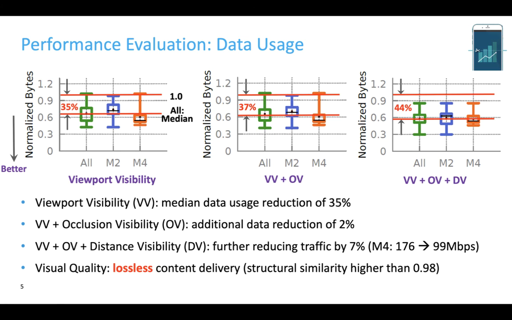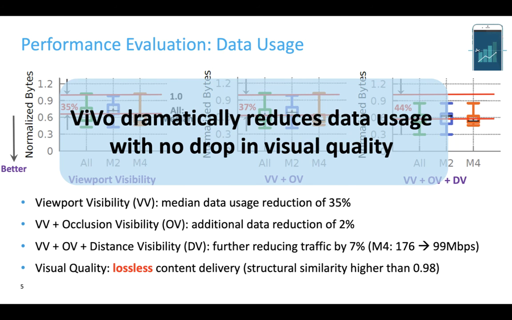These optimizations lead to no degradation of visual quality. This is demonstrated by the measured structural similarity values for these setups, which are all higher than 0.98, the threshold for lossless content delivery. The key takeaway here is that ViVo can significantly reduce mobile data usage without affecting visual quality.